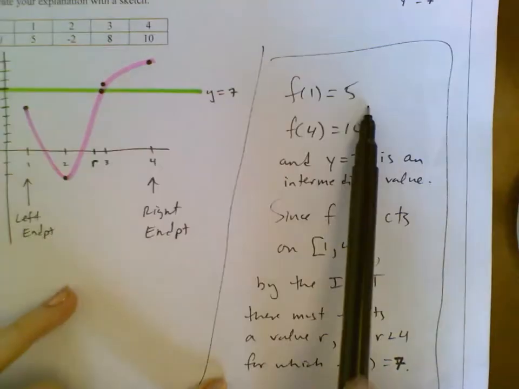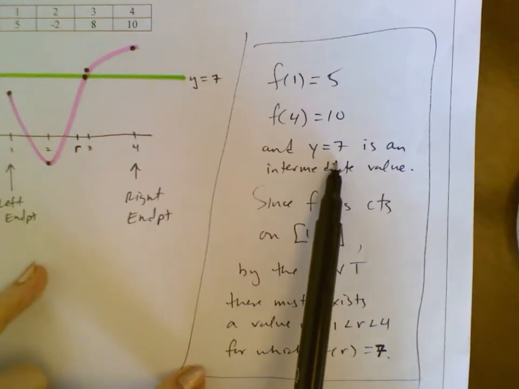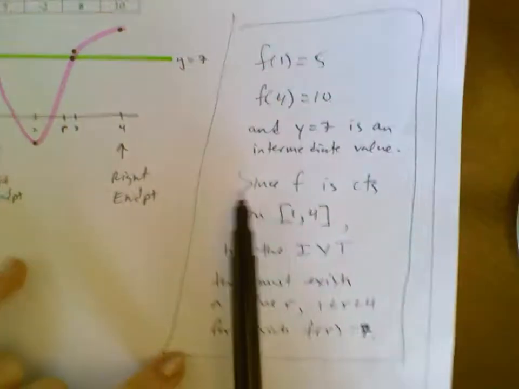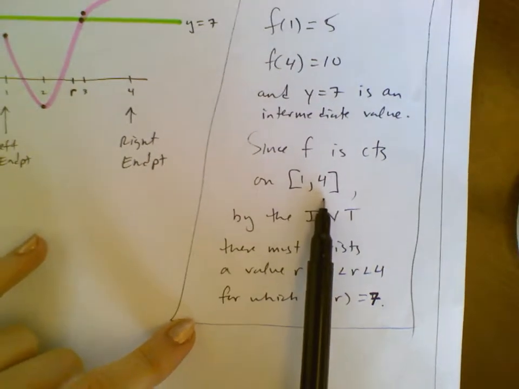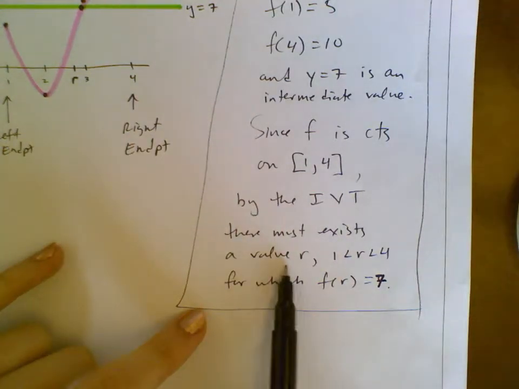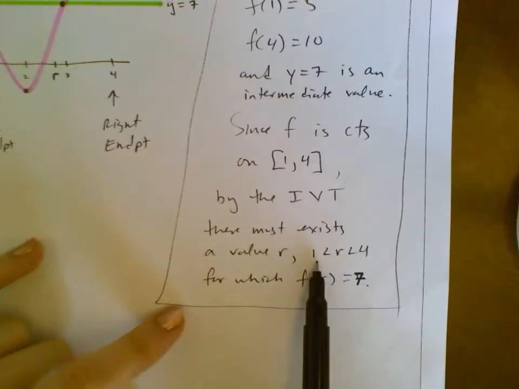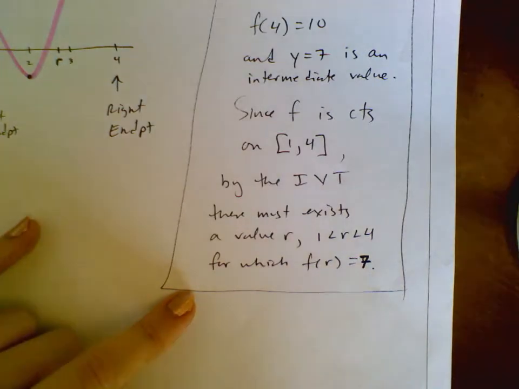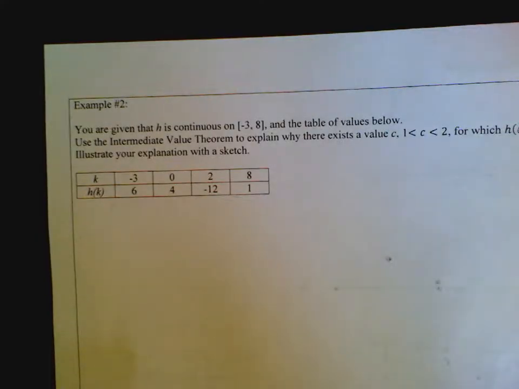Okay, let me read this. f of 1 is 5, f of 4 is 10, and y equals 7 is an intermediate value. 7 is between 5 and 10, basically. Since f is continuous on 1 to 4, by the intermediate value theorem, there must exist a value r where 1 is less than r is less than 4, for which f of r equals 7. Boom. Okay. All right, now I hope you paused the video and made sure that made sense to you.